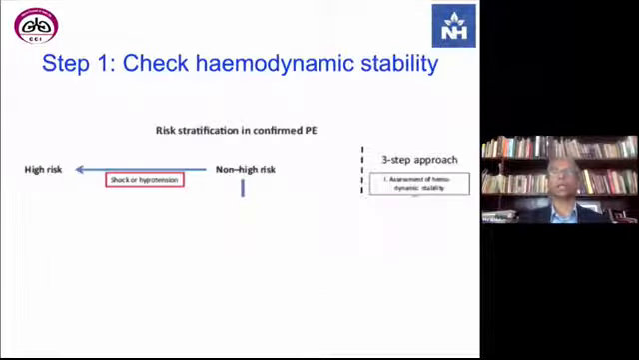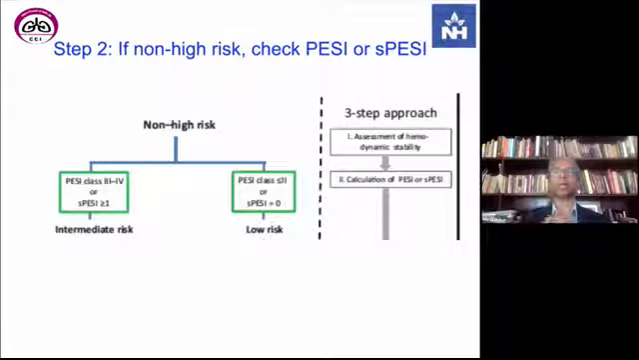What is the action you take? First of all, as I said, step 1, you look at the hemodynamic stability. If the person is in shock or hypotension, that straight away puts the person into a high risk, and you need to take the approach that I will come to later. If the person is hemodynamically stable, then you classify this person as non-high risk or non-massive PE, and then you go on to the next step.